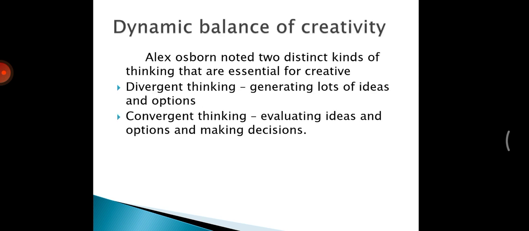So, dynamic balance of creativity. Osborn noted 2 distinct kinds of thinking that are essential for creativity. Number 1 is divergent thinking. Number 2 is convergent thinking. These types of thinking are present in every human being. Divergent thinking is generating a lot of ideas and options. Convergent thinking is evaluating ideas and options and making decisions.